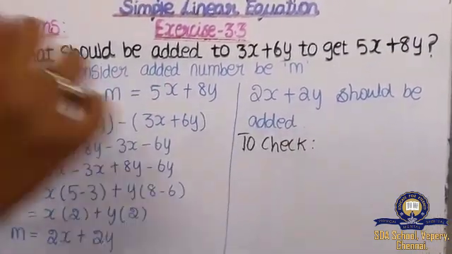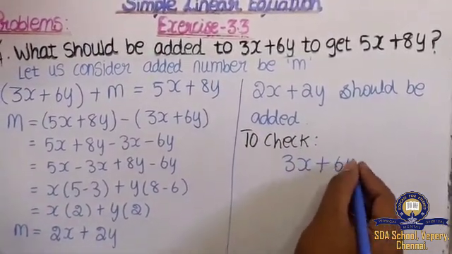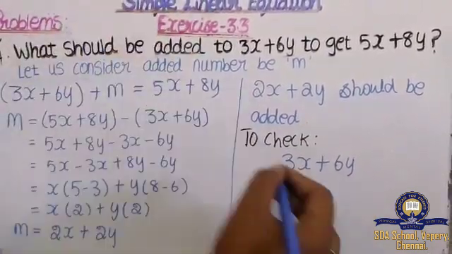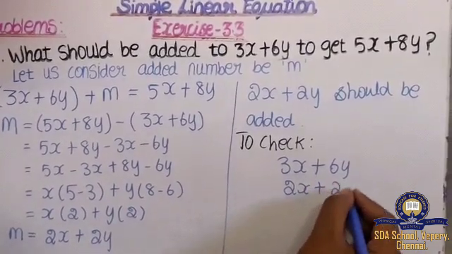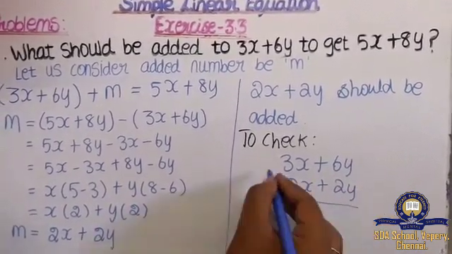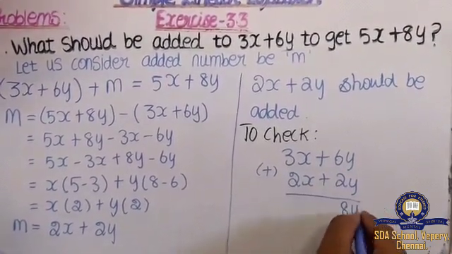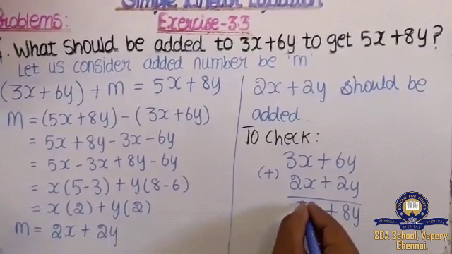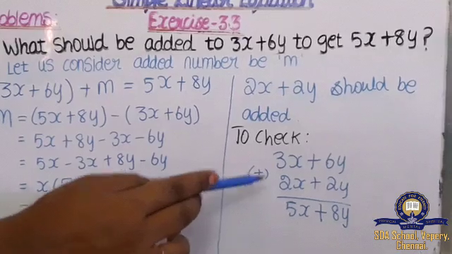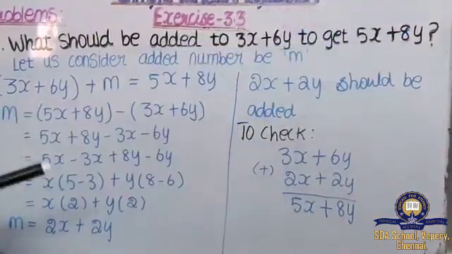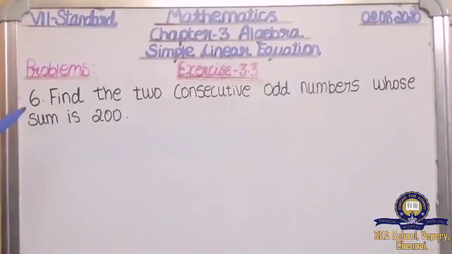What is the first expression? 3x plus 6y. We need to add the second expression. What is the second expression we found? 2x plus 2y. When we add these two values, we get 6 plus 2, 8y, and 3 plus 2, 5x. When we add these two expressions, we get 5x plus 8y. Therefore, the answer we found is correct. Now we move on to our next problem.